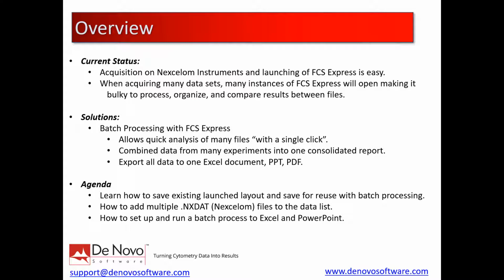So the solution with FCS Express is batch processing, which allows quick analysis of many files with a single click. You can combine data from many experiments into one consolidated report, and you can export all of that data to one Excel document, to a PowerPoint, to a PDF, really in whatever format you like. Today we're going to learn how to save existing launched layouts from your Nexcelom instrument in FCS Express for reuse with batch processing. We're going to learn how to add multiple .nxstat files, which are the file type for Nexcelom data files, to the data list. And we're going to set up and run a batch process to export to Excel and PowerPoint.